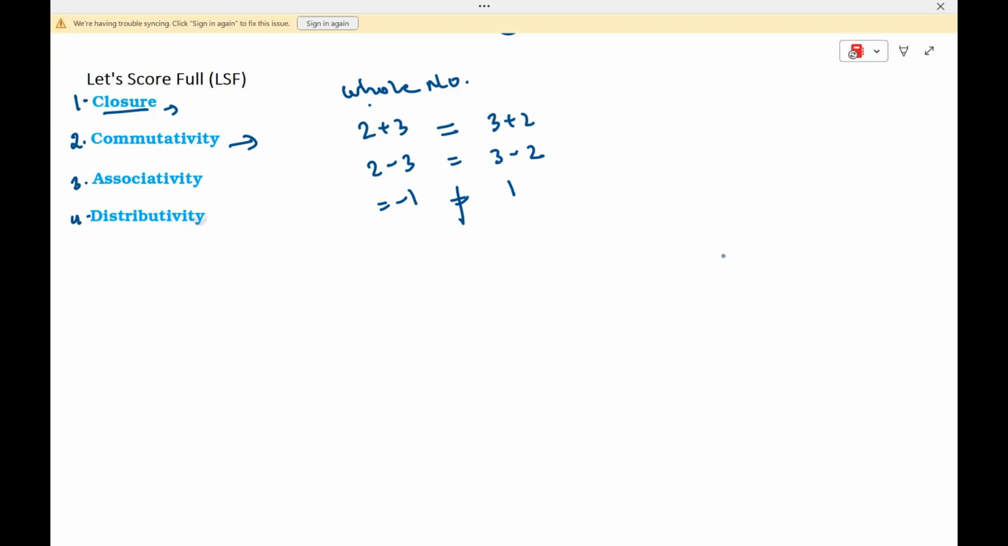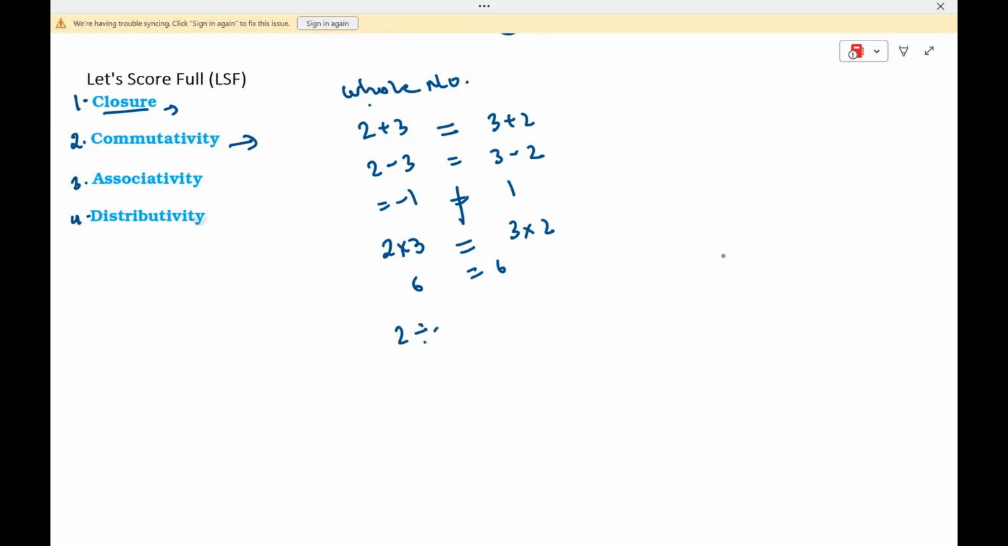In the same way, let's go for multiplication. If I say 2 into 3 and 3 into 2, they are the same. Both are 6 and 6. So I will say whole numbers are commutative under multiplication.